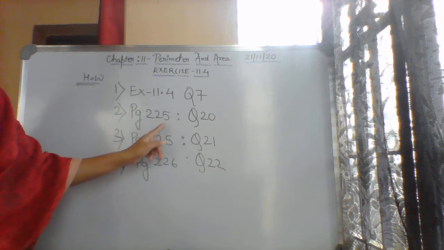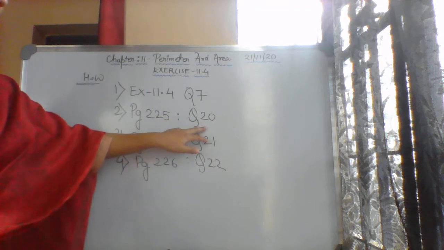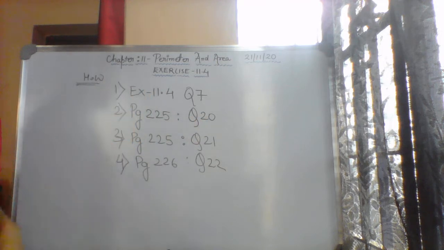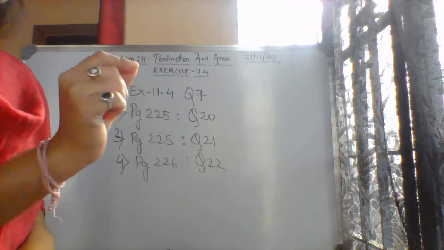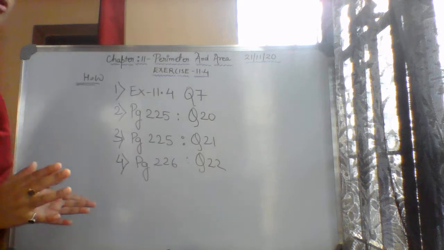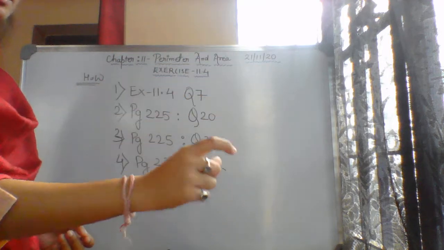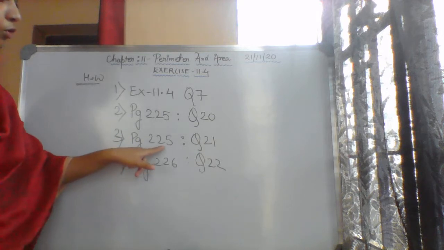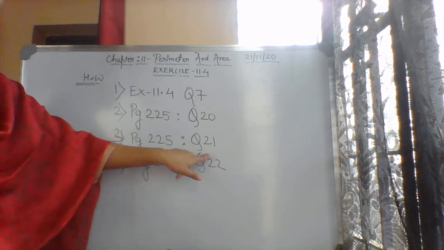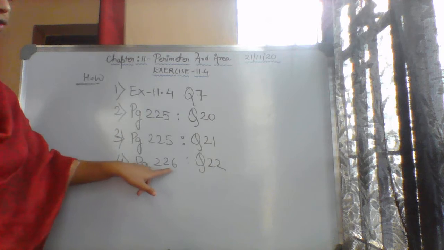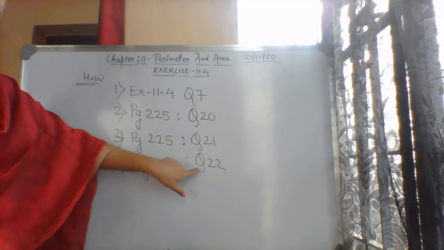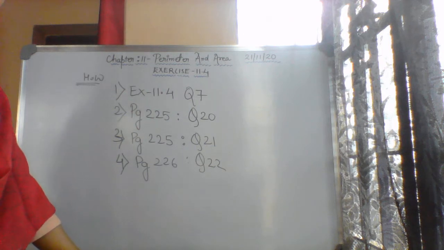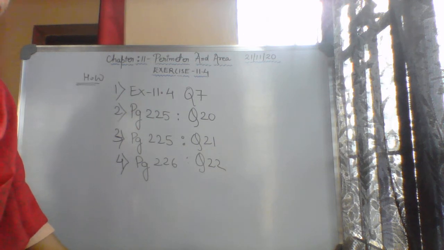Page 225, you will get example 20. So make that a question, write it down in your notebook and try to solve. Same question, there is a path along the boundary. Same type of question. Similarly, page 225, question 21, and page number 226, question number 22. Try to do that part. Okay, very easy and very interesting also.